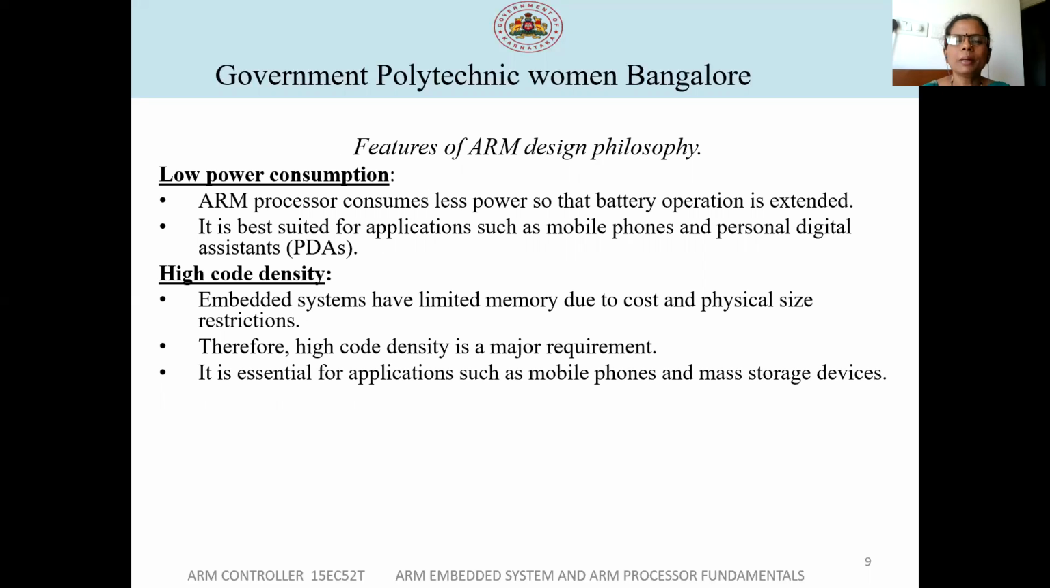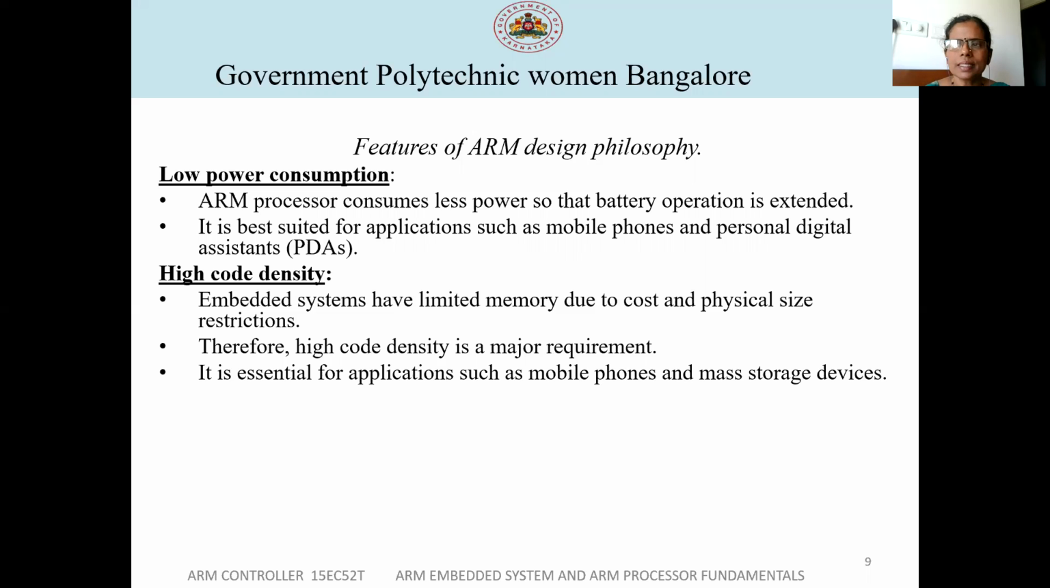So let us study the features one by one. The first feature is low power consumption. The ARM processor consumes very little power. Because of this low power consumption, the battery operation is extended. So because the battery operation is extended, it is best suited for applications like mobile phones and personal digital assistants.